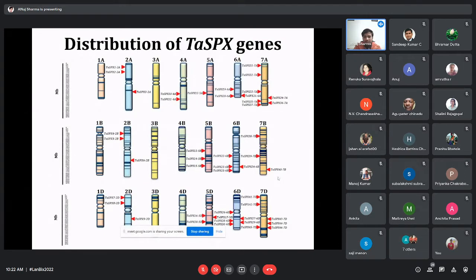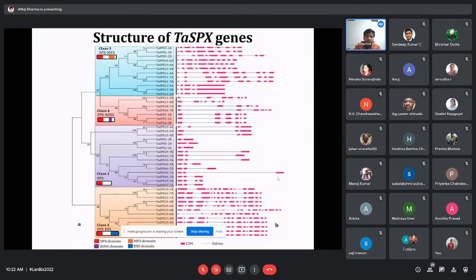So, the distribution of TaSPX genes. This is the chromosomal distribution of SPX genes on wheat chromosomes, because wheat has three subgenomes. Based on this representation, we can say that 7A, 7B, and 7D are the hotspots for these SPX genes. They are scattered on the A and B subgenomes and unevenly on the D. The chromosomal representation is based on the data and values that we derived in the form of genomic coordinates from Ensembl Plants. Then the structure of TaSPX genes was predicted using the GSDS server, Gene Structure Display Server, and MEGA 2.